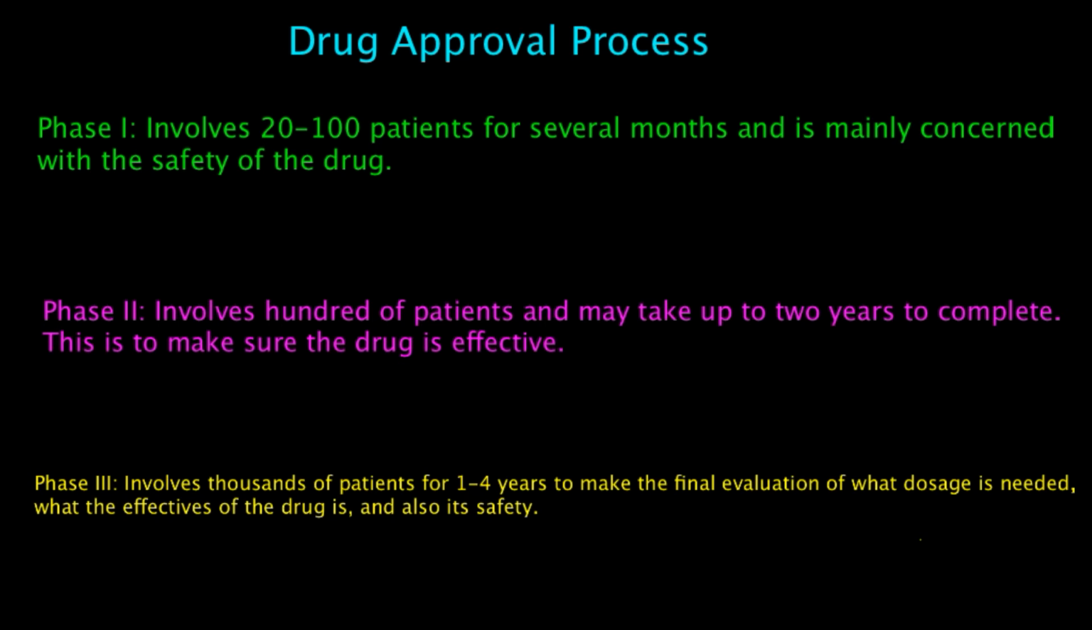So as you can see, we can assume that phase 1 takes 1 year, phase 2 takes up to 2 years, and phase 3 can take up to 4 years. So that's a total of 7 years that it could take from start to finish before the drug gets out on the market.